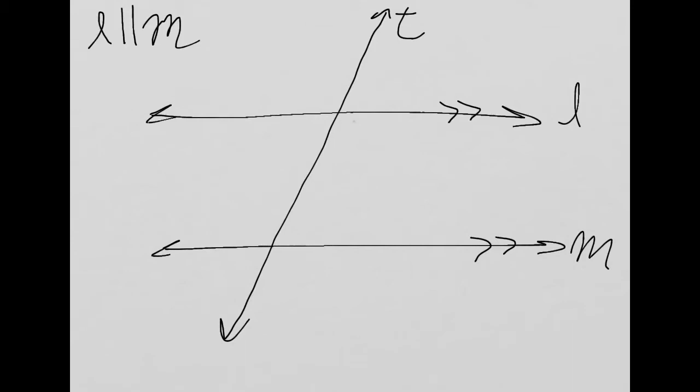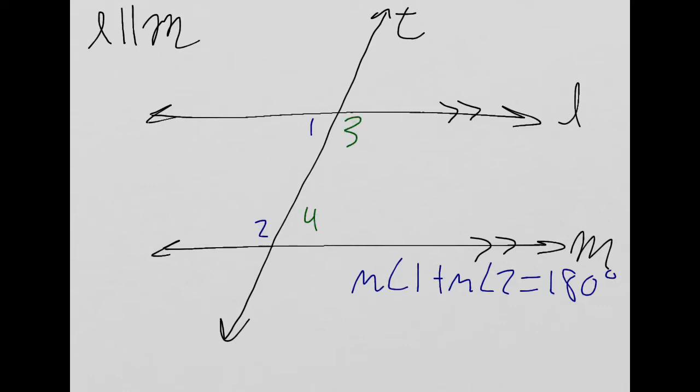And so same side interior angles are going to be supplementary. So if I have angle 1 here and angle 2, then measure of angle 1 plus measure of angle 2 equals 180 degrees. They're supplementary. Also, if I have angle 3 and angle 4 here, then measure of angle 3 plus measure of angle 4 also equals 180. They're supplementary.